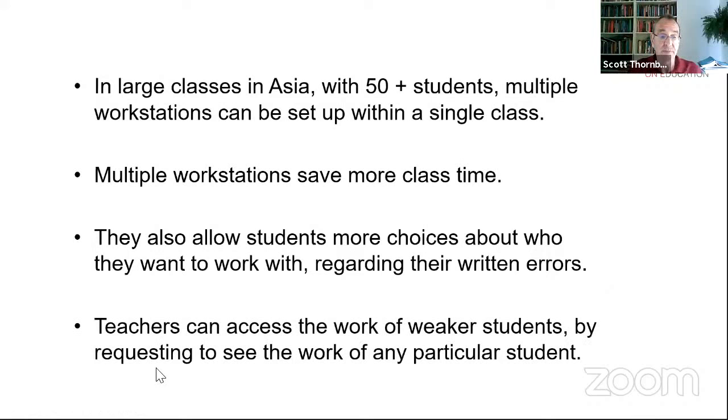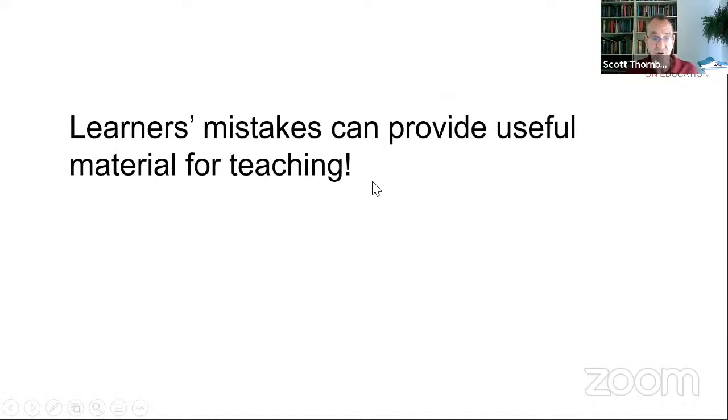And finally, he said, teachers can access the work of weaker students by requesting to see the work of any particular student. So the teacher is not out of action here. The teacher is going around also keeping an eye on the students who are unable to correct their own written work, even with help. That's when the teacher can come in. So I think this comes back to the last point in the questionnaire I gave you at the beginning, that yes, definitely, learners' mistakes can provide useful material for teaching.